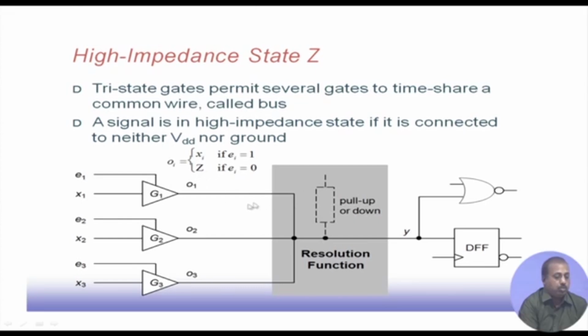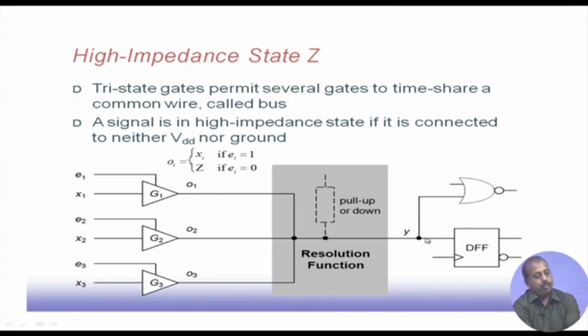Now, this whole operation is connected here. When more than one of these devices are on, more than one of these buffers are on, what happens at this point? That is defined by the resolution function. If all of them are disabled, so E1, E2, E3 are all 0, then we may have a pull up or pull down mechanism by which this bus will be high or low. Pull up will make it high, pull down will make it low.